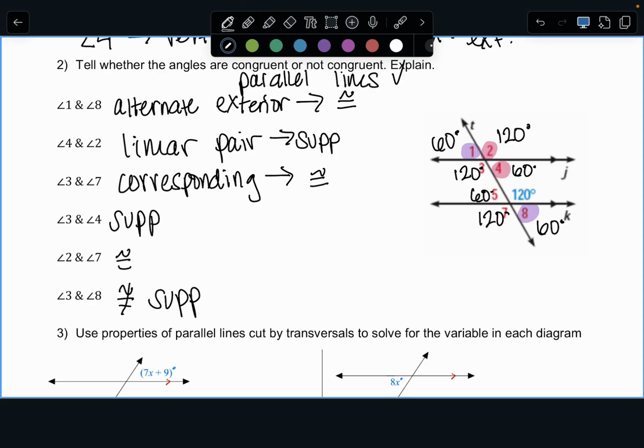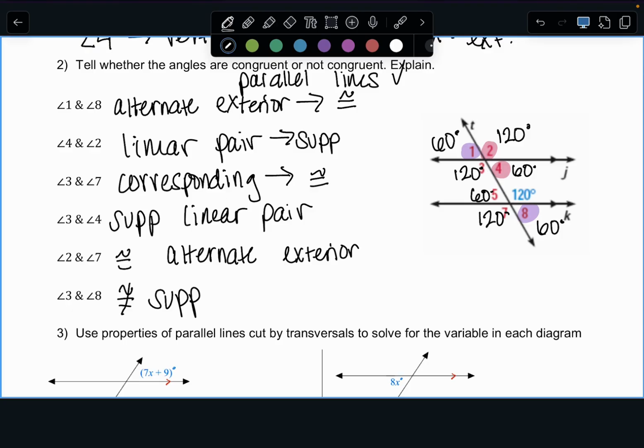Okay. Angle 3 and 4. What's their relationship? Linear pair. They make a straight line. Do we all see that? If I cover up 1 and 2, I get a straight line here with 3 and 4. That's a linear pair, so we could have done that in Unit 1. What about 2 and 7? Alternate because they're across the transversal. Exterior because they're outside the two parallel lines. Perfect.